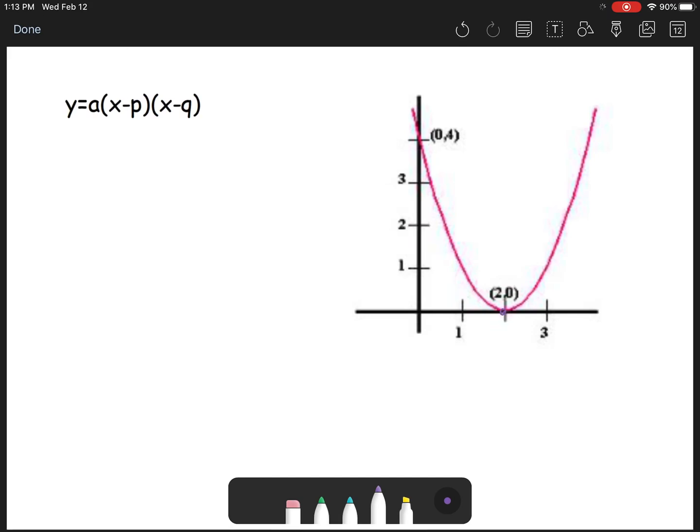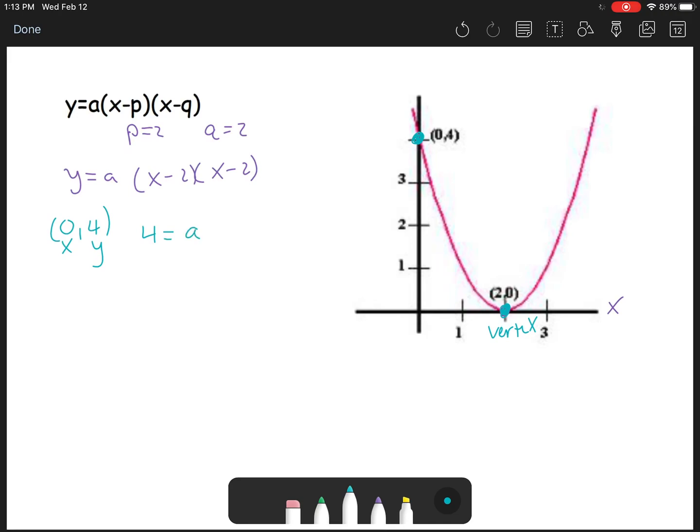Looking at this one, notice how it's just got this one x-intercept. So for this one, p is going to be 2 and q is going to be 2. So when we plug that in, we'll have y equals a times (x minus 2) times (x minus 2). Well, we can use a different point. Notice how since our x-intercept was our vertex, we can't use our vertex, so I'm going to use this other point of (0, 4). (0, 4) gives me the x value of 0 and the y value of 4.